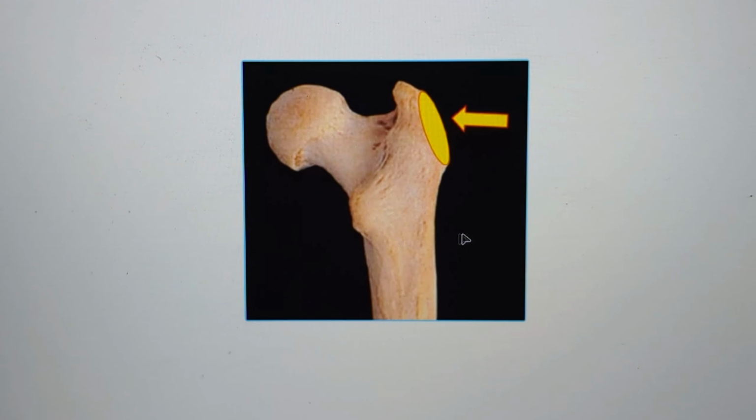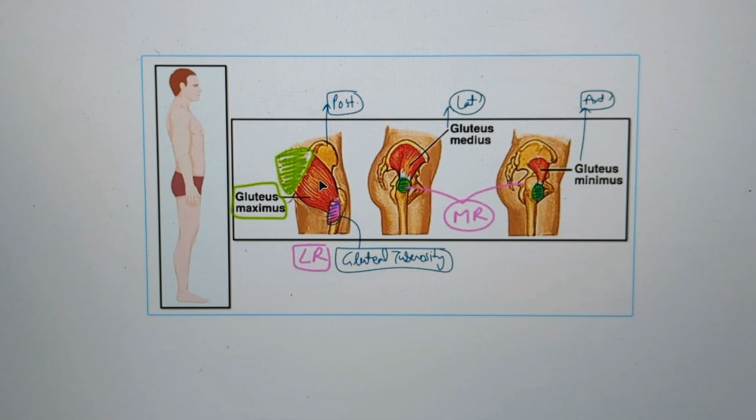Here we go. The femur is positioned medially, making the lateral surface of the greater trochanter the attachment site for the gluteus medius muscle. As observed, the gluteus maximus is positioned posteriorly, the gluteus medius in the middle, and the gluteus minimus anteriorly.